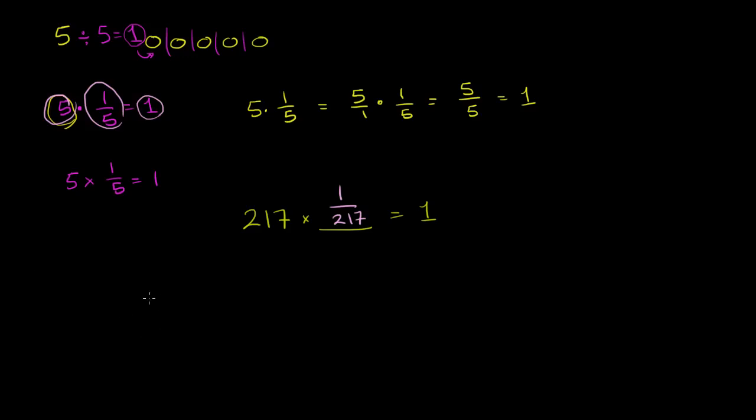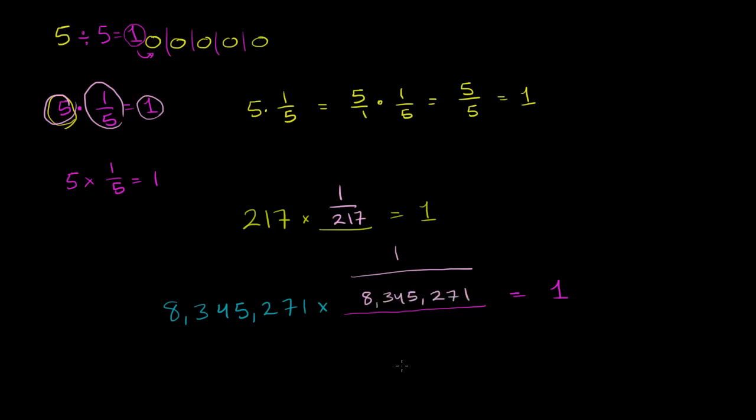If I have some crazy number, 8,345, that's actually not so crazy. Let's turn it into something in the millions: 8,345,271. And I say, what do I have to multiply that by in order to get 1? And I'll use this multiplication symbol right now. Well, I just have to multiply by the inverse of this, the multiplicative inverse of this. So 1 over 8,345,271.